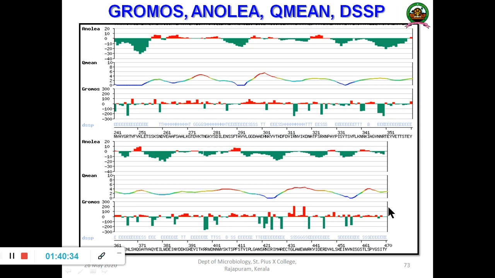Next one: GROMOS, ANOLEA, CUMENE, DSSP. These are all particular force fields. GROMOS means Groningen Molecular Simulation package. ANOLEA, I told you, is Atomic Non-Local Environment Assessment. The other is the Dictionary of Secondary Structure of Proteins. All those things you can see here. This particular protein responds to ANOLEA. This is the other one. This is GROMOS.